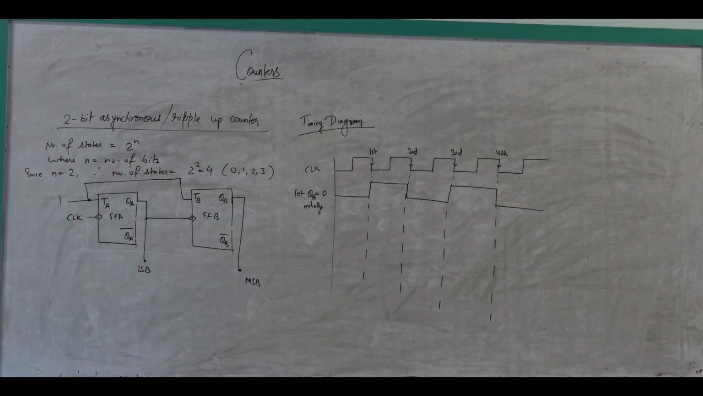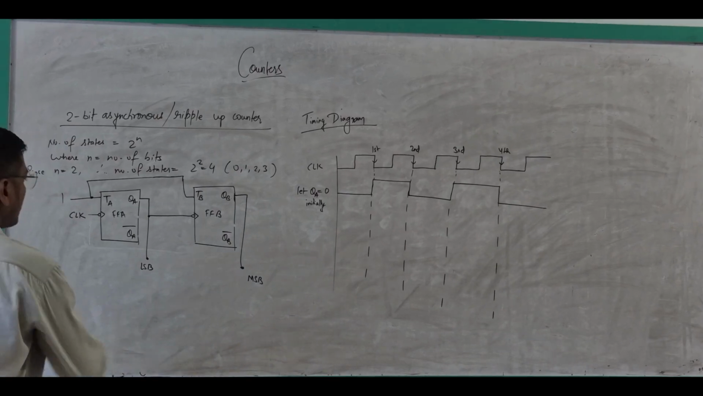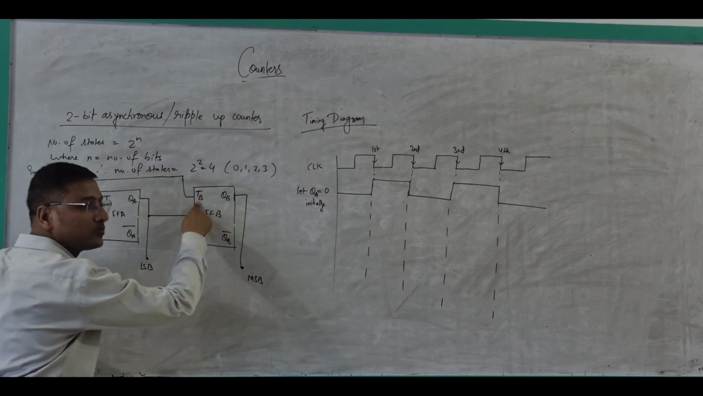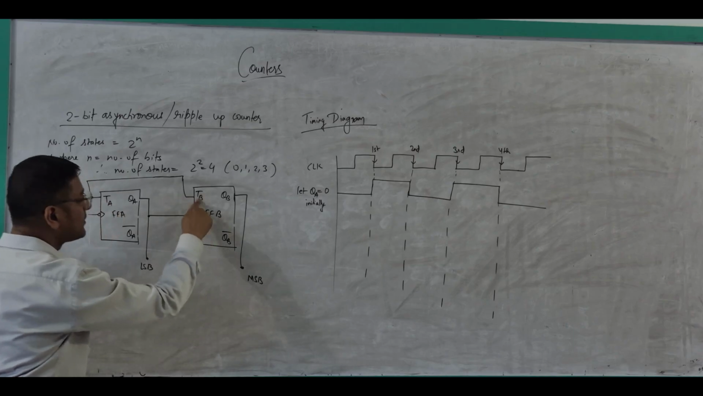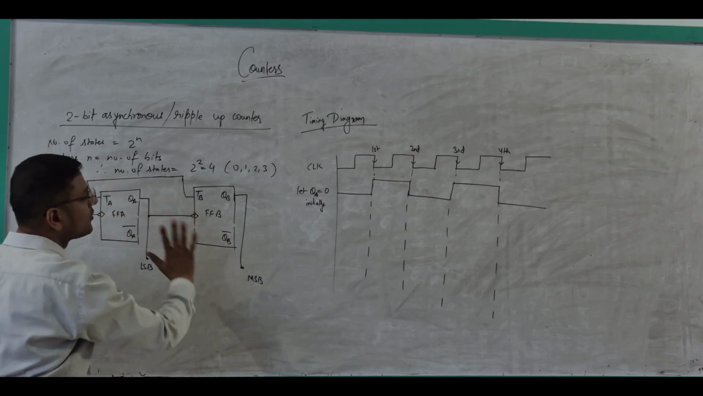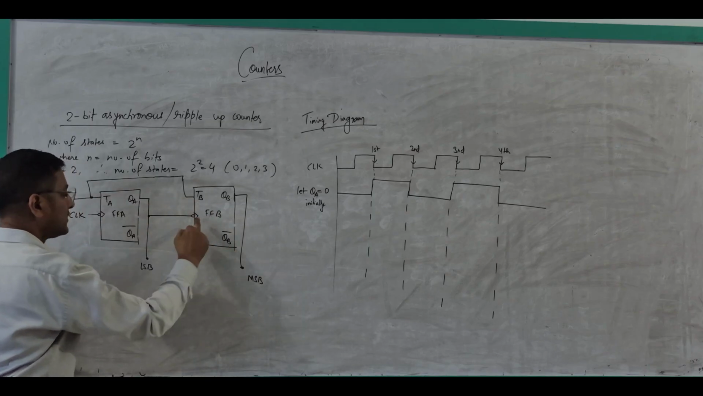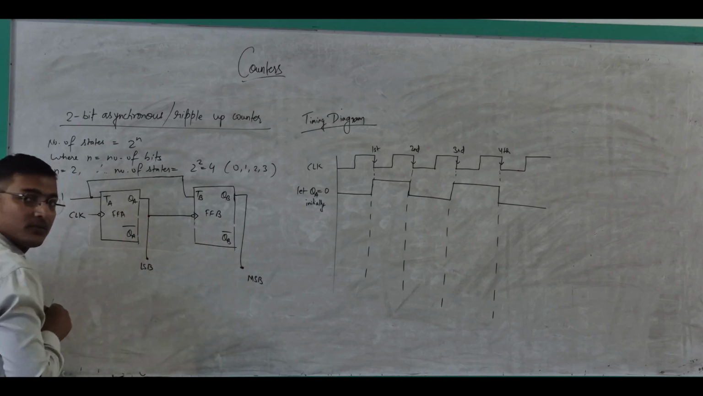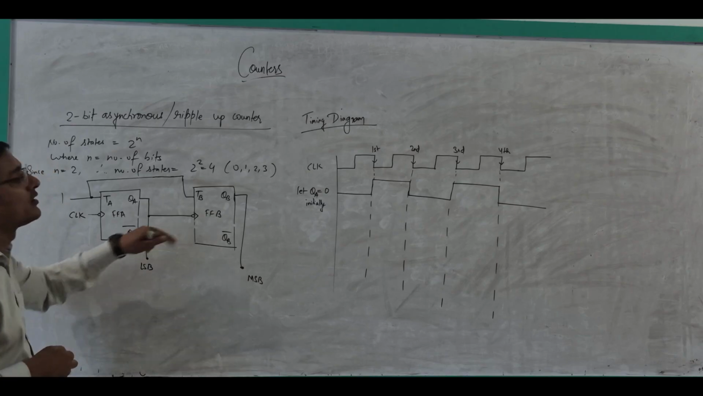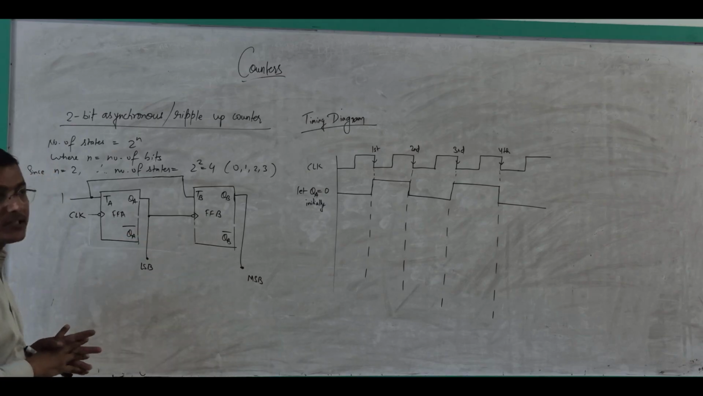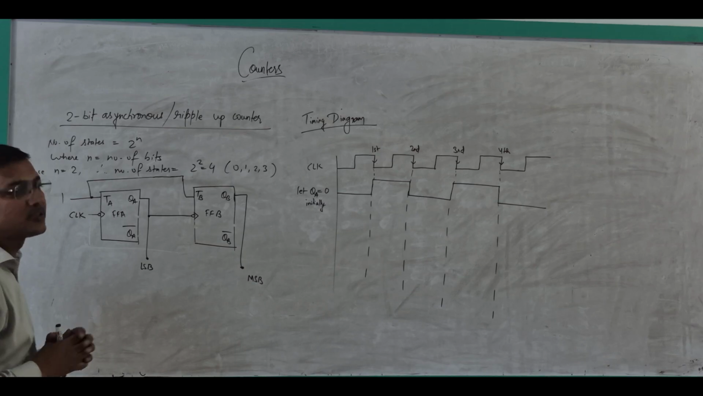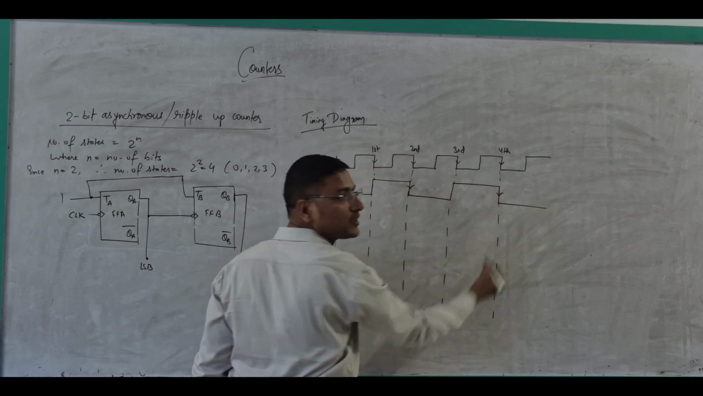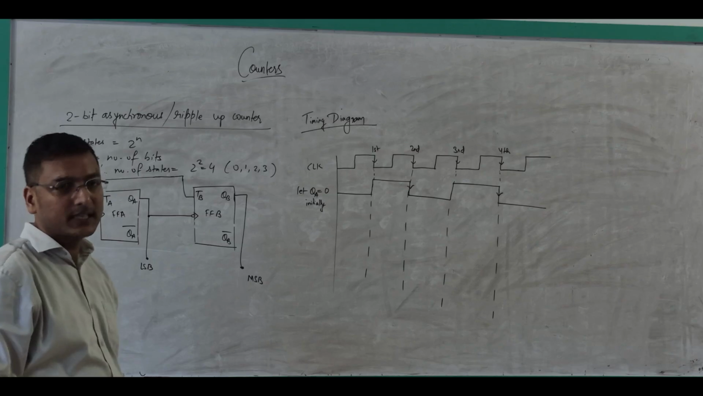Done. Now after this, you can see that we need to find QB. To find QB, TB is already 1. Okay, it is also ready for toggling. And what is the clock? QA is the clock now, and it is negative edge triggered. Negative edge triggered means the falling edge. So this is acting as a clock now for the next flip flop.